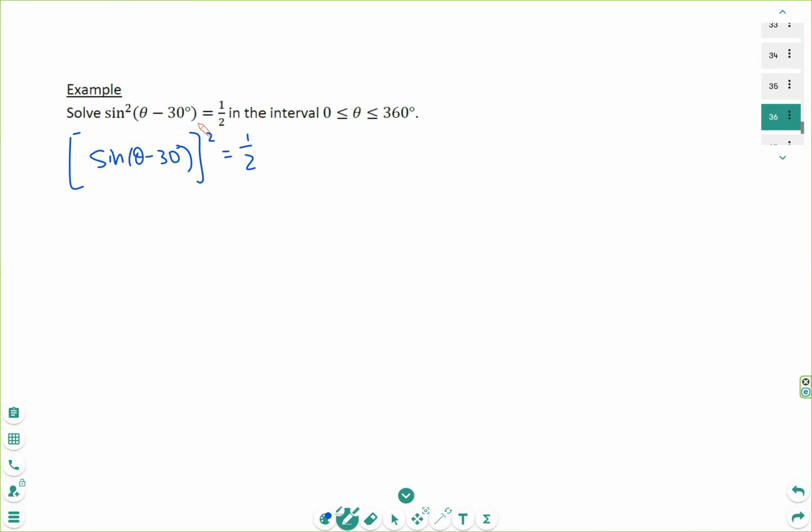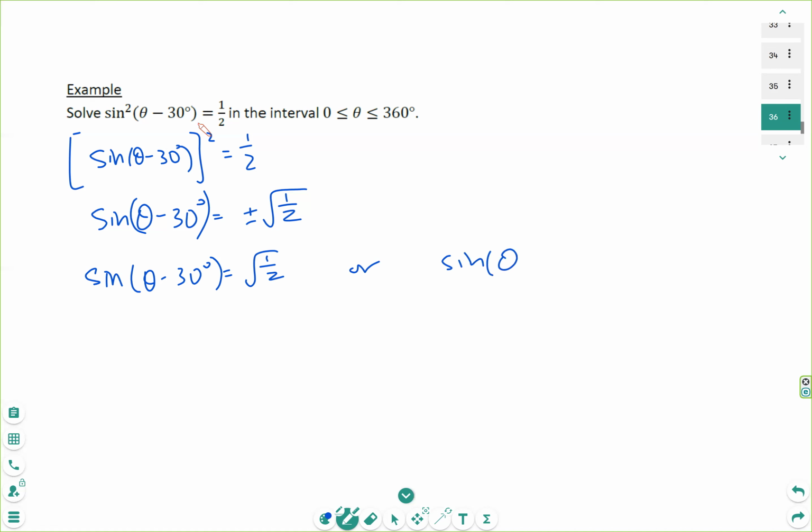So in here, if I want to get rid of the square, I take the square root. When I have a square root, I have plus and minus a half. Now, when I do a trigonometry equation with plus and minus a half, my personal habit is to write it out as root a half, and write another one, negative root a half.